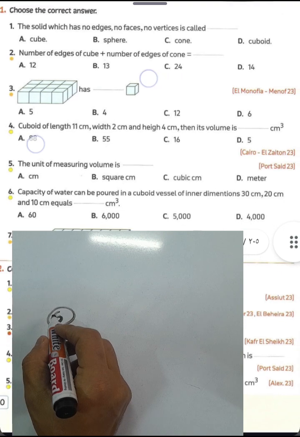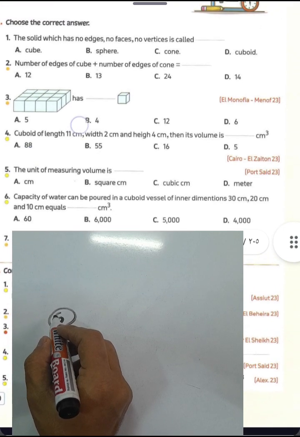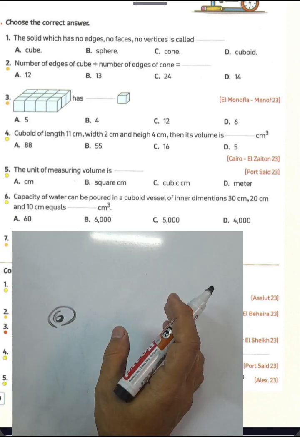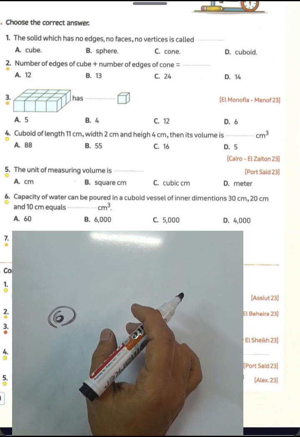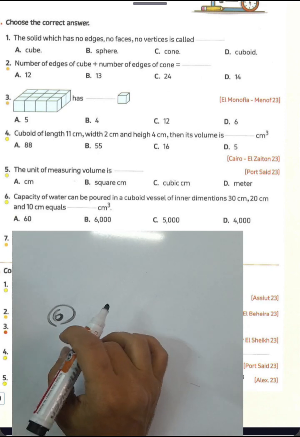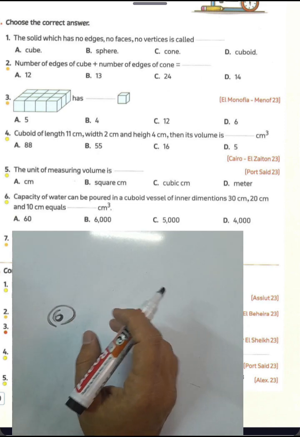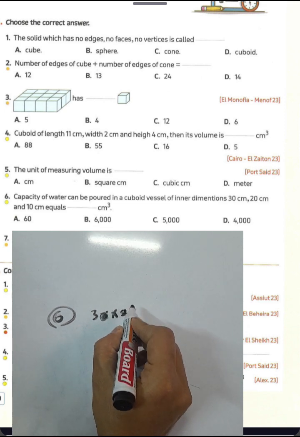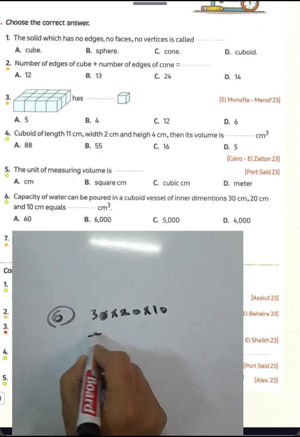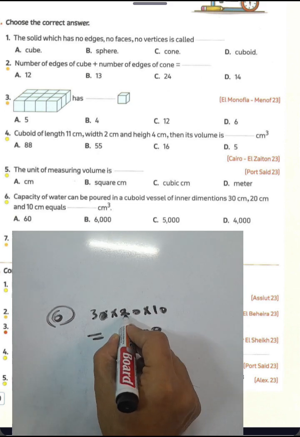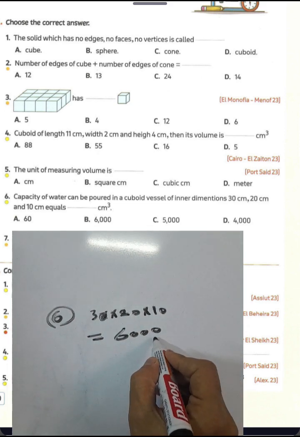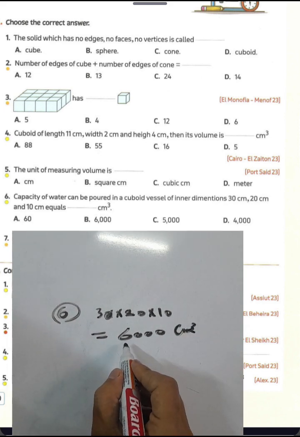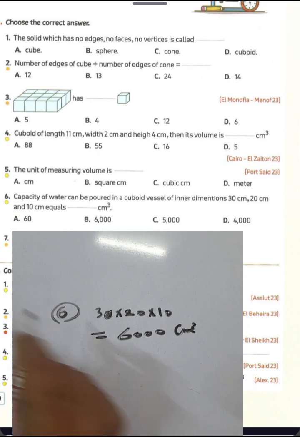The capacity of water that can be held in a cuboid vessel of inner dimensions 30, 20, and 10 centimeters equals what? We can find the volume as the capacity. It will be length times width times height, 30 times 20 times 10. 3 times 2 equals 6, so 6,000 cubic centimeters. Choose letter B for question 6.